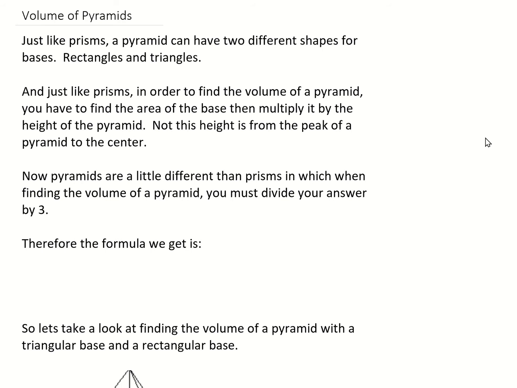Now, the height is a little different than when we were talking about prisms. The height of a pyramid is from the point at the very top where all the sides come together down to the center, and it creates a nice straight line, and it creates a 90 degree angle with the base. So it's a little different. And then we also have to divide it by 3 because a pyramid has a third of the volume of a prism.